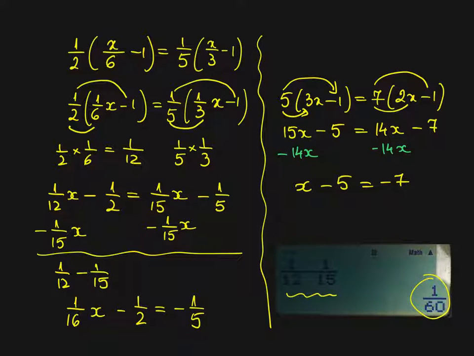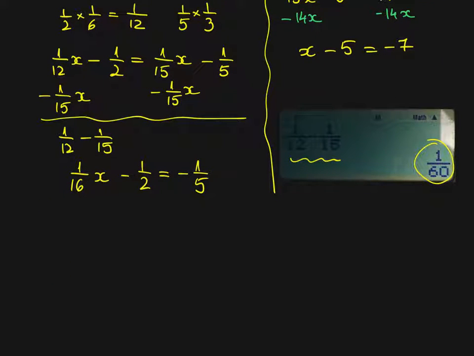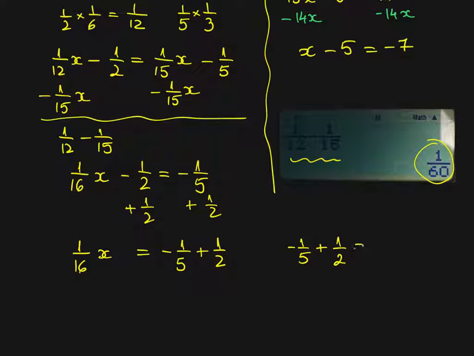Sometimes when you add the x's, you might end up with a negative, it doesn't really matter. Now I can do plus a half on both sides. So I will have 1 over 60x left on that side equals minus 1 over 5 plus 1 over 2. And now I'll put in my calculator minus 1 over 5 plus 1 over 2. And my calculator will give 3 over 10. So I'll have 1 over 60x equals 3 over 10.